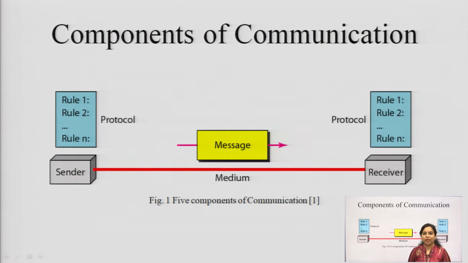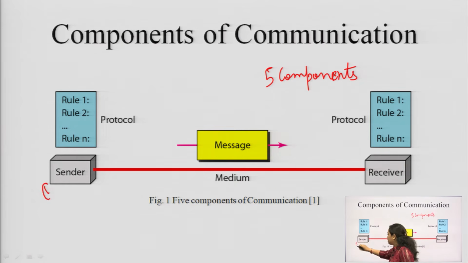So, till now we have discussed what is data, what is communication, and how the setup will be done between the transmitter and receiver, whether it is wired or wireless. Next, we will see the components of communication. There are basically 5 components for an effective communication. First component is the sender. What is a sender?